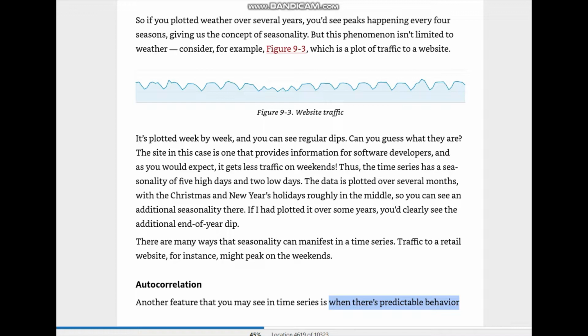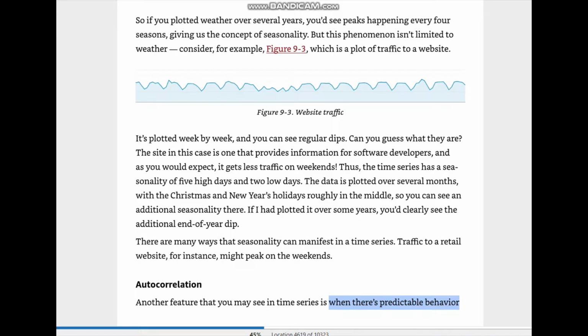So why these kinds of dips? If there is a website, the traffic should be continuous, either zero or a straight line. But why do we see such dips? It might be because this site is for software developers like us, and there is less traffic on weekends. People don't like to visit these websites and work on weekends. So there is a slant dip there. Thus, the time series has a seasonality of 5 high days and 2 low days.